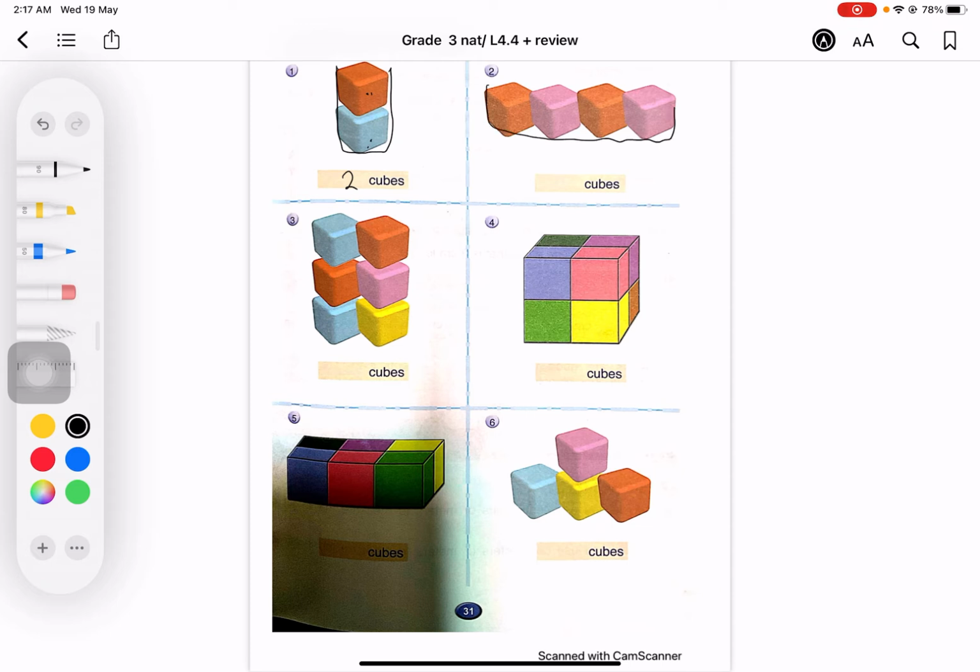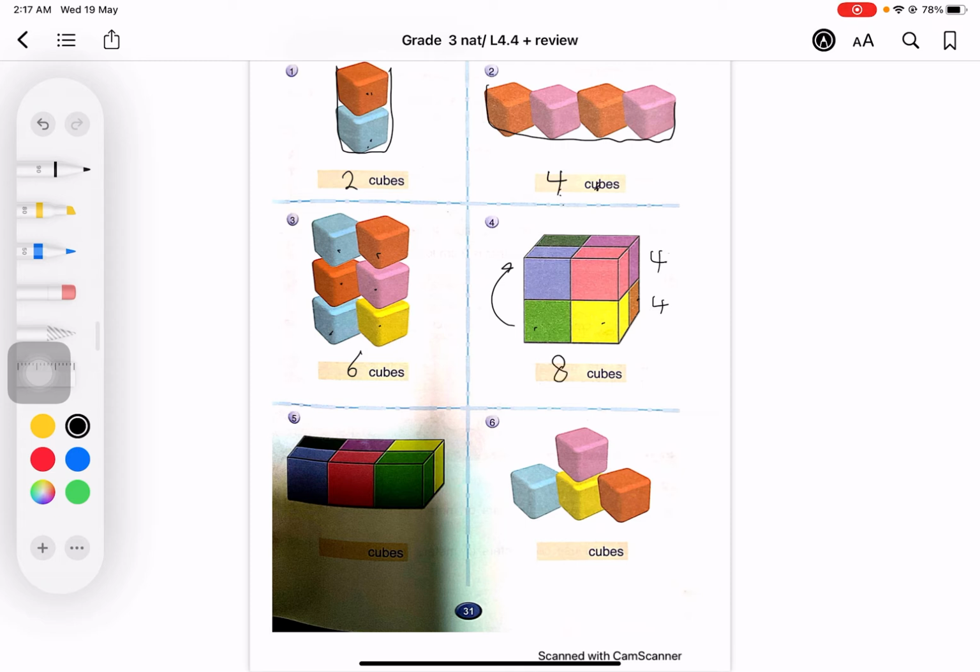This is page 30. Let's go to page 31. Here also, they draw cubes for you and you are going to measure the volume of this box. Look, this box is like that. How many cubes did you use? 2 cubes. How many cubes do you use for this box? So it's 4. So the volume of this box is 4 cubes.